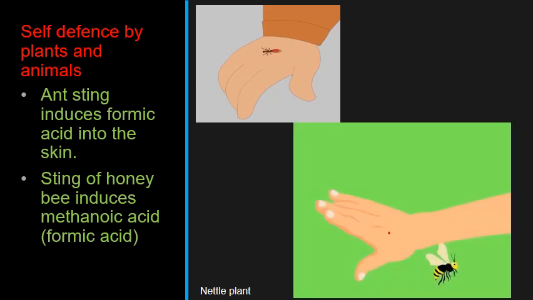And the nettle plant, have you seen the nettle plant? It creates a burn and itching, isn't it? The hair of this nettle plant also induces an acid into your skin. Then you will feel a burning sensation at that place, isn't it? So these are the defensive techniques used by plants.